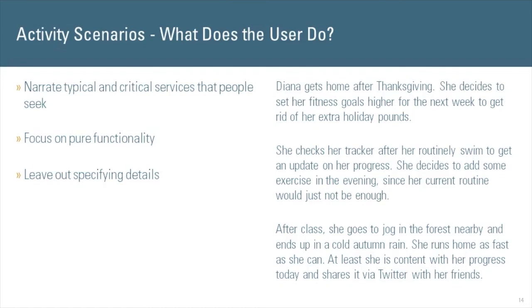Also in this scenario, you can probably deduce that your fitness tracker should be at least rain resistant, which would not be covered in, for example, simple use cases. In this example, it's really trivial, but there could be other things that you can see when you write these scenarios that could be forgotten.